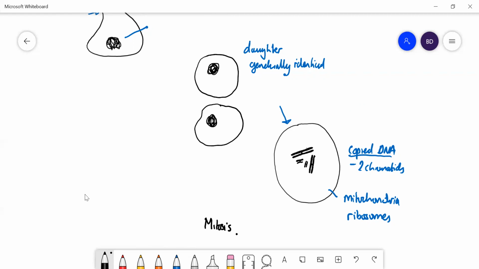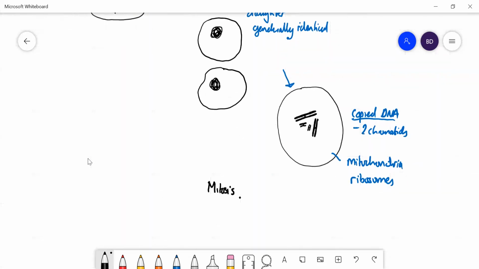Right, finally, don't confuse this form of cell division with another kind of cell division called meiosis, which is a bit different, and that's involved in making the sperm cells and the egg cells, and that is a separate topic.